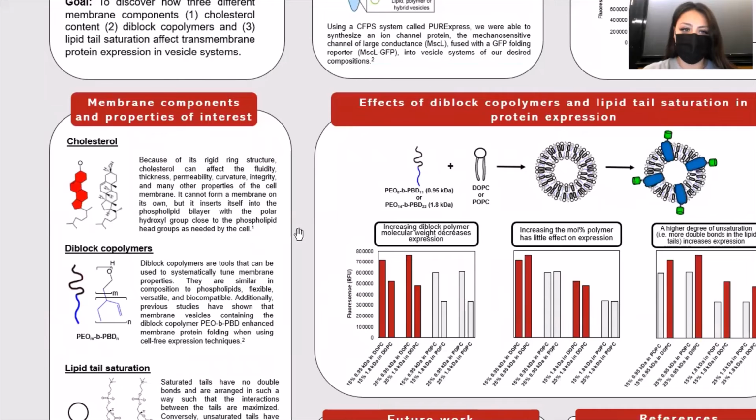So the first component is cholesterol. It's naturally found in our cell membrane and has a very rigid ring structure. So when it's introduced into the membrane, it can affect one of the most important properties, which is fluidity. And that can in turn affect your membrane protein properties.